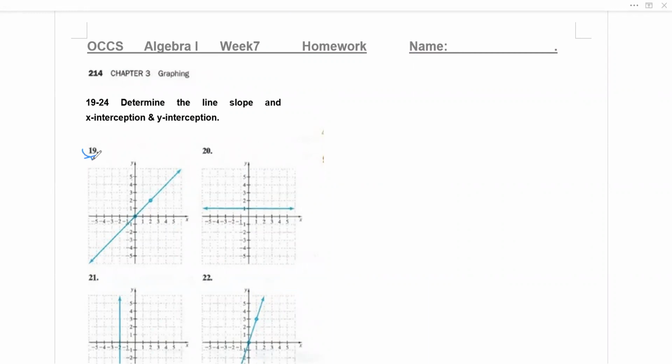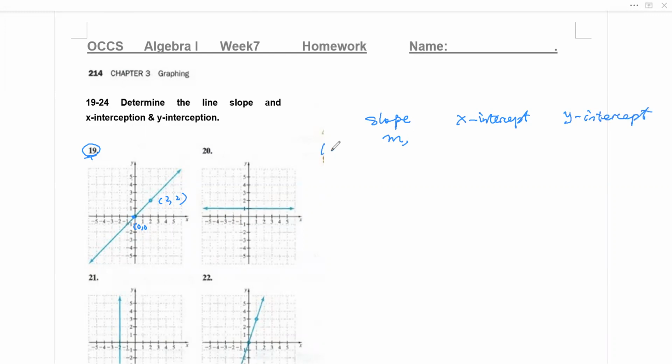Let's see 19 first. What's the slope of this one? How do we find the slope here? They already give you 2 dots in 19. The first dot is 0, 0. The second dot is 2 and 2, right? So the slope, the x-intercept and the y-intercept.